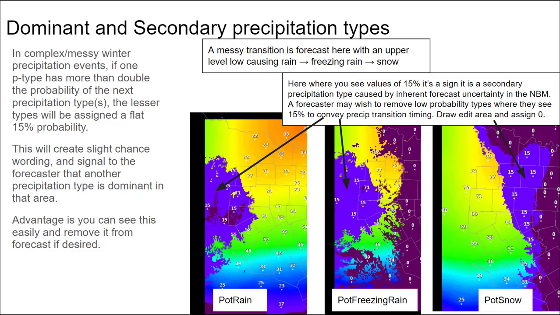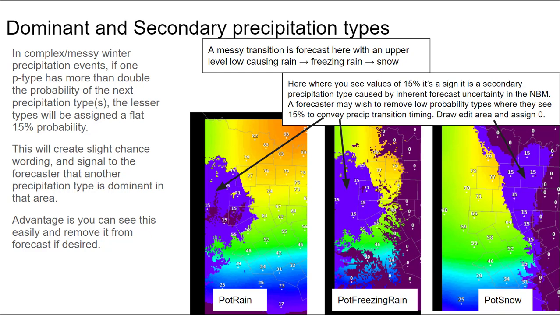So let's talk about another advanced situation, a really messy winter weather event, and how the initializations work in the probabilistic era. In a complex or messy winter weather event, if one precipitation type has more than double the probability of the next type, we'll do some special things. So for example, let's say that snow had a 70% probability and rain was only a 26% probability. Then the lesser type or types will be demoted to slight chance probability, or a flat value of 15%. This flat value of 15% is your signal that another precipitation type is dominant in the probability spectrum.